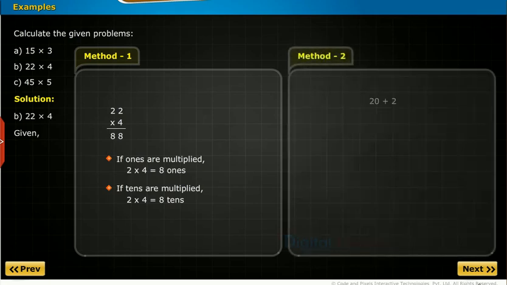Method 2. In method 2, 22 is split into 20 plus 2. Now, multiplying 20 plus 2 with 4. We get 4 into 2 plus 4 into 20, which gives 8 plus 80. Therefore, the answer is 88. So, finally the answers of method 1 and method 2 are equal, that is 88.